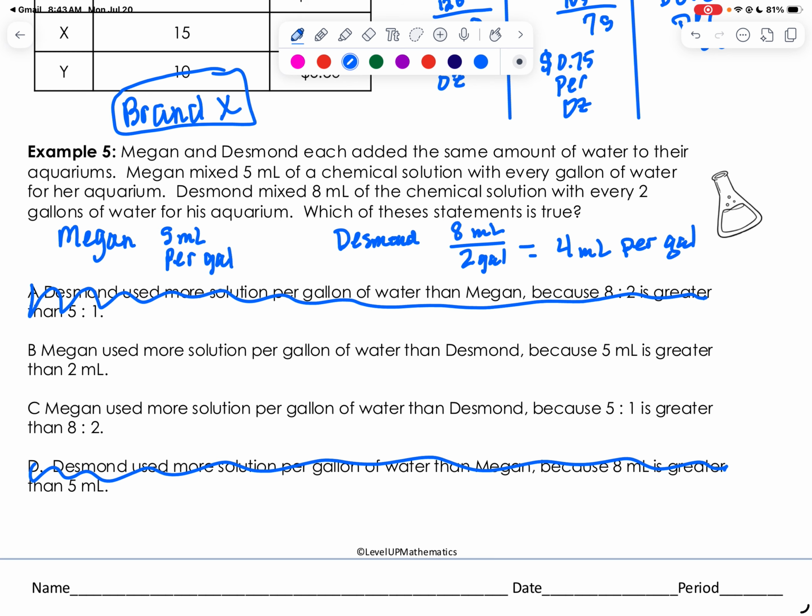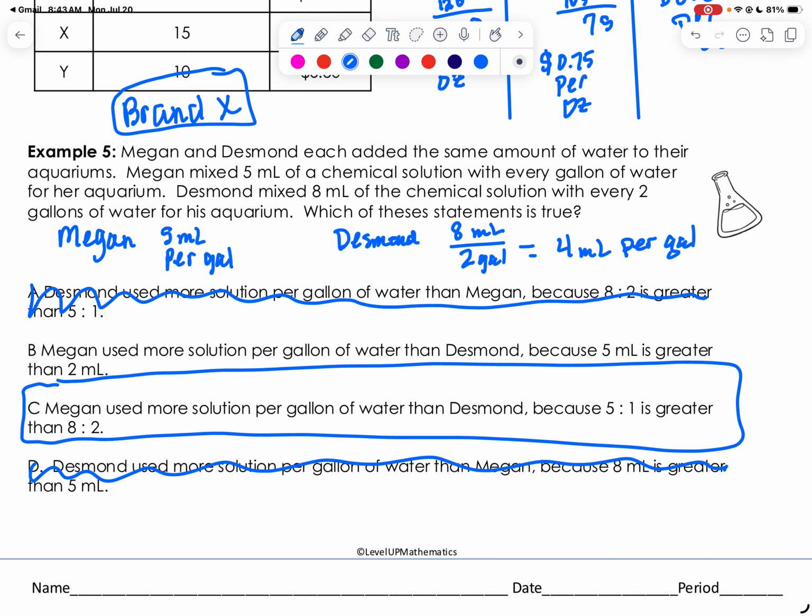or C. So in B, it says Megan used more solution per gallon of water than Desmond because 5 milliliters is greater than 2 milliliters. C says Megan used more solution per gallon of water than Desmond because 5 to 1 is greater than 8 to 2. Well, hopefully you selected answer C. And that concludes today's lesson, Rates as Comparisons.